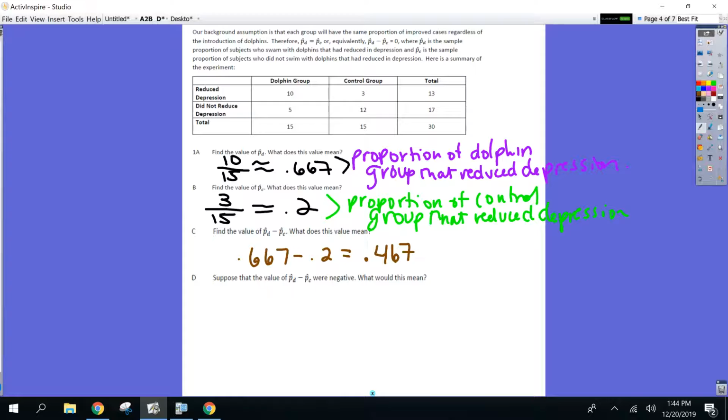That they just happen to be in a group where more people in the dolphin group reduced their depression by random chance. Quickly here, what if this number ended up being negative? Anybody know what that means? That number ended up being negative, meaning, ready? That number right there was bigger than the one on the left. What would that mean then? The control group had more members reducing depression. The control group had more people with a reduction in depression.